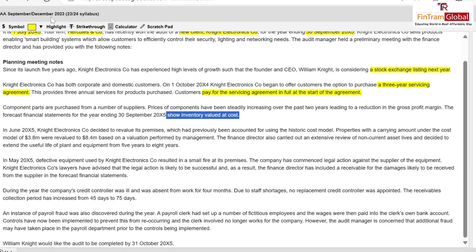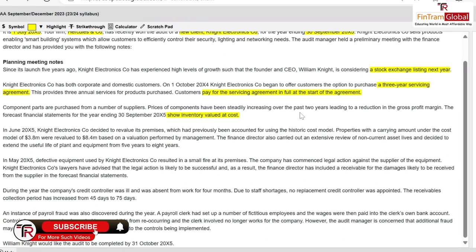Okay. So there might be... the prices of components have been steadily increasing over the past 2 years. See, that particular aspect is fine, as in, that's a normal business scenario and the auditor doesn't need to concern themselves about that particular aspect, isn't it? However, the auditor's focus is on the financial statements.